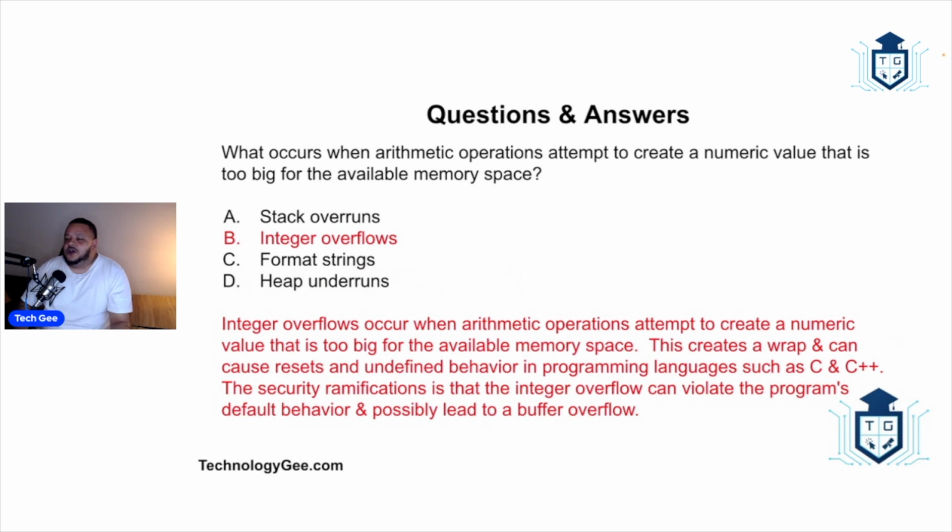All right. What occurs when arithmetic operations attempt to create a numerical value that is too big for the available memory space? I just gave y'all the answer accidentally. This would be integer overflow. Integer overflow occurs when arithmetic operations attempt to create a numeric value that is too big for the available memory space. This creates a wrap and can cause resets or undefined behavior in programming languages such as C and C++. The security ramification is that the integer overflow can violate the program's default behavior and possibly lead to a buffer overflow. If you're lost and confused about any of these terms, it's totally understandable.